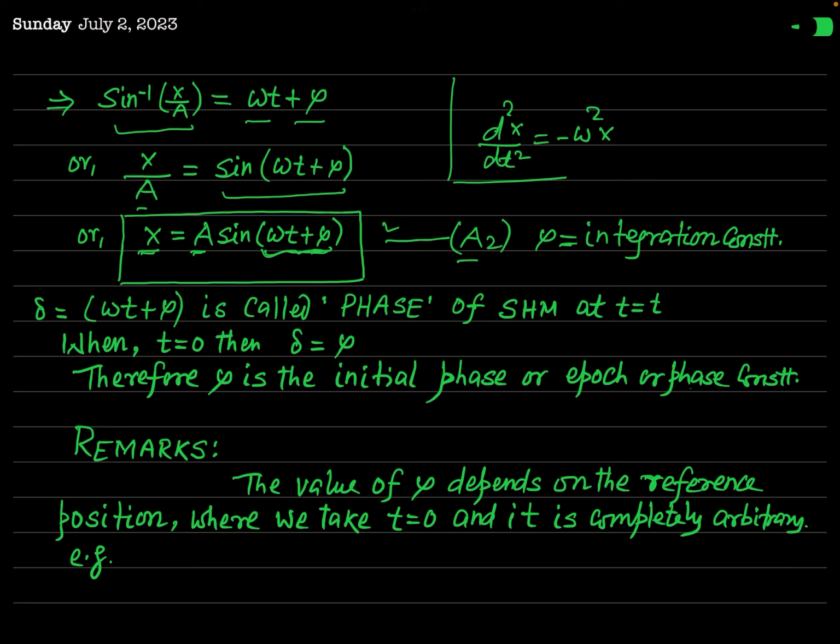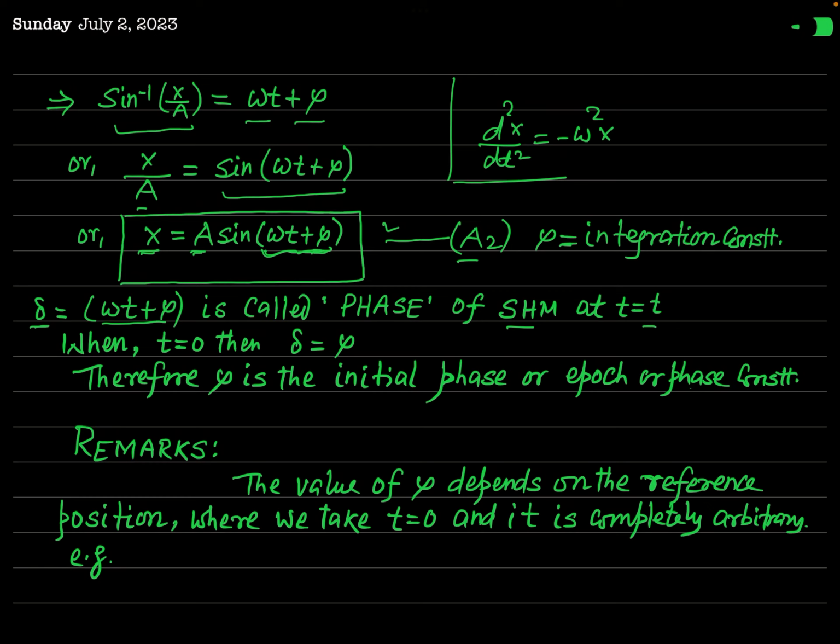And the factor which determines the state of motion of the particle is called the phase of motion. So this quantity ωt + φ, which I have denoted by the symbol δ, is called the phase of simple harmonic motion at time t. I think you are getting the things.